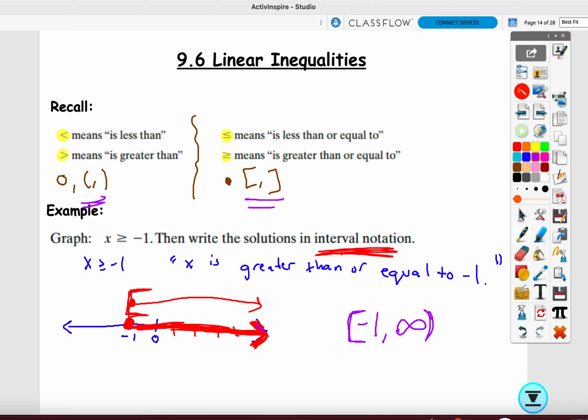So we have this solution to graph. So x is greater than or equal to negative 5. So it's going to be a closed circle going to the right, guys, which is going to be a bracket going to the right. So we're going to start at negative 5 with a bracket, going to positive infinity with a parentheses, and we are good to go, guys.